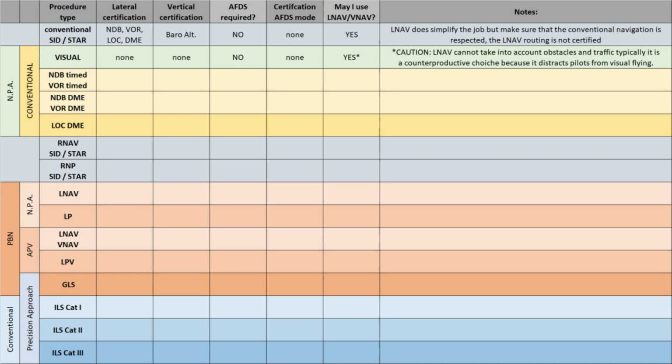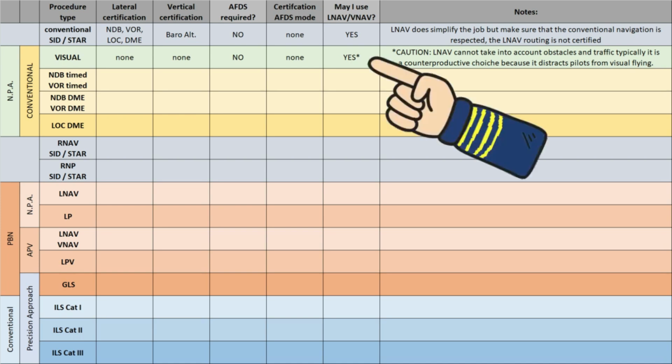Let's continue with the visual approach. Of course, for the visual approach there is no certification for both lateral and vertical, and of course the autopilot is not required, and there is therefore no certification for any autopilot mode. Now, if the question is, can I use RNAV VNAV? Legally speaking, the answer is yes, you can use RNAV VNAV.